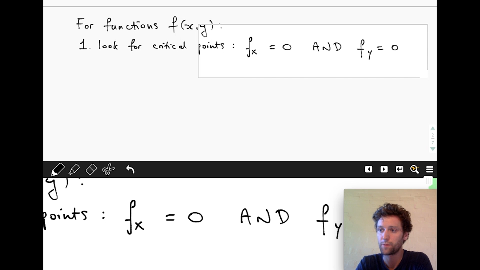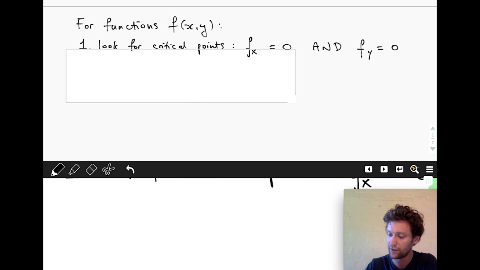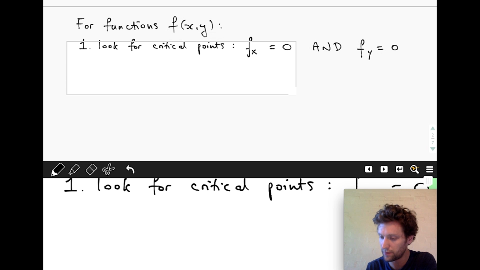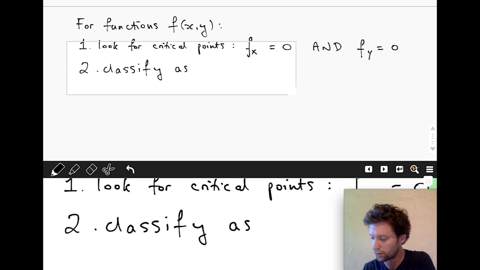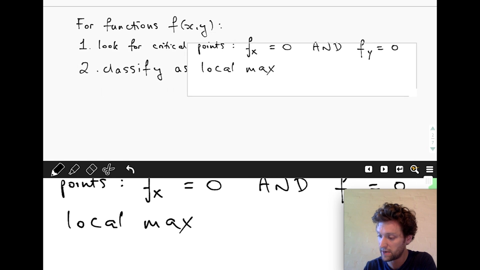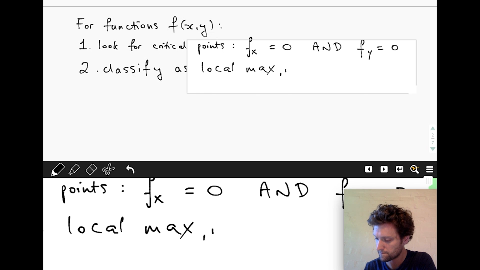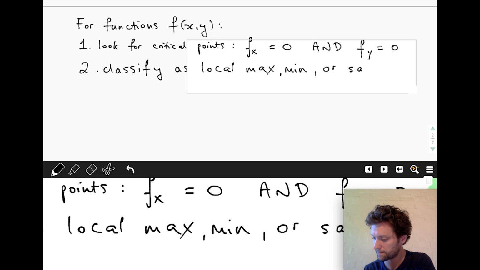Now the solutions to those equations will give me all of my critical points. The next step then is to use the second derivative test to classify my critical points. So those can be local maximum, minimum, or the new possibility, a saddle point.